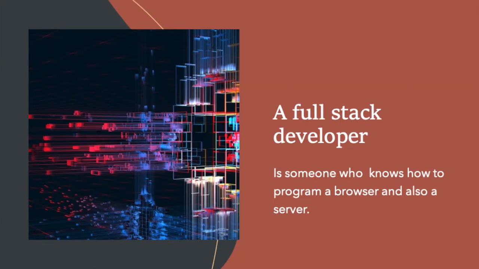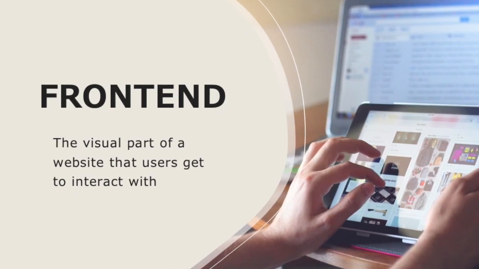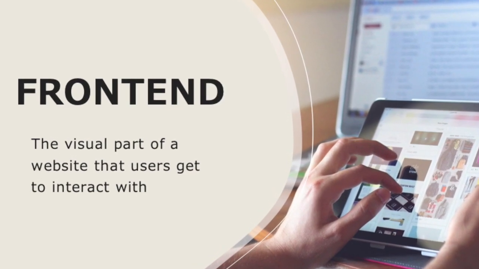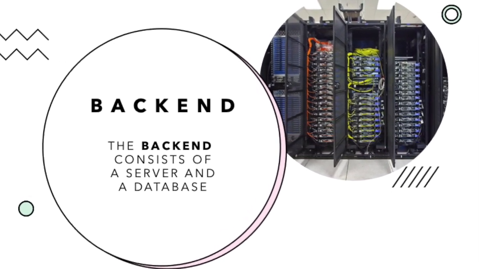And so to start with, we're going to talk about who a full stack developer is and what a full stack developer does. So a full stack developer is someone who is able to program a browser and also program a server. In other words, this is someone who is able to work on the front end and also work on the back end. So what is the front end? The front end is the visual, or rather the UI that users get to see. And what is the back end? The back end of an application or a website consists of a server and a database.